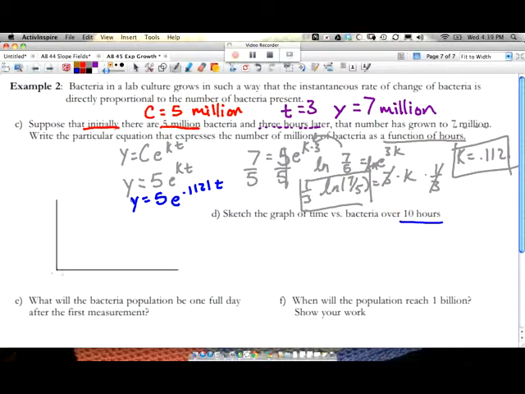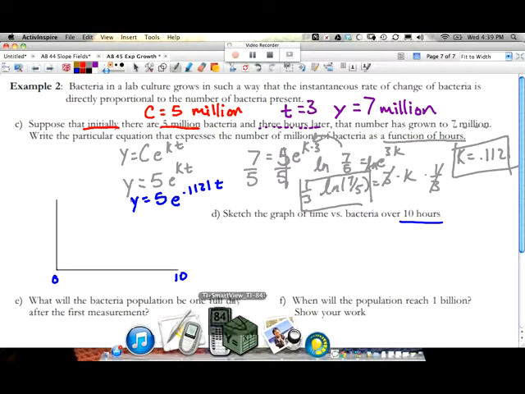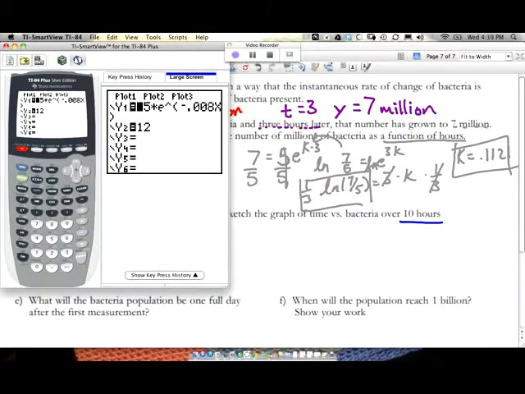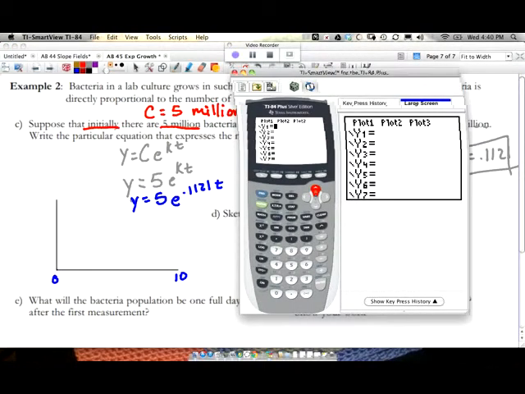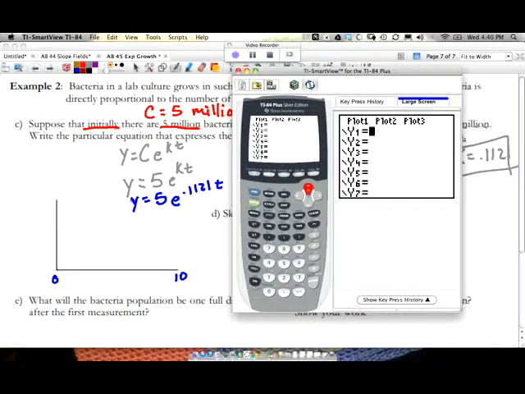So here's 0, here's 10. Let's graph it. So I'm going to go to my y equals. Take out this one and this one. We know that k is 0.112, so when we put all this together, that equation that's in blue is complete. So we're going to have y equals 5 times e to the, so I'm going to do second natural log, e to the 0.1121 times the variable. We're going to use x in this case, even though it's t earlier. Then we go to our graph.